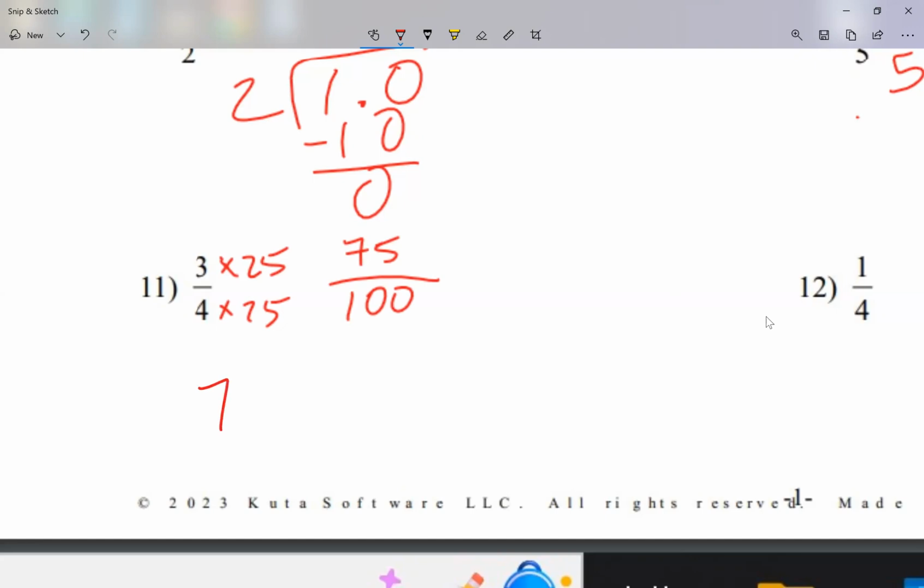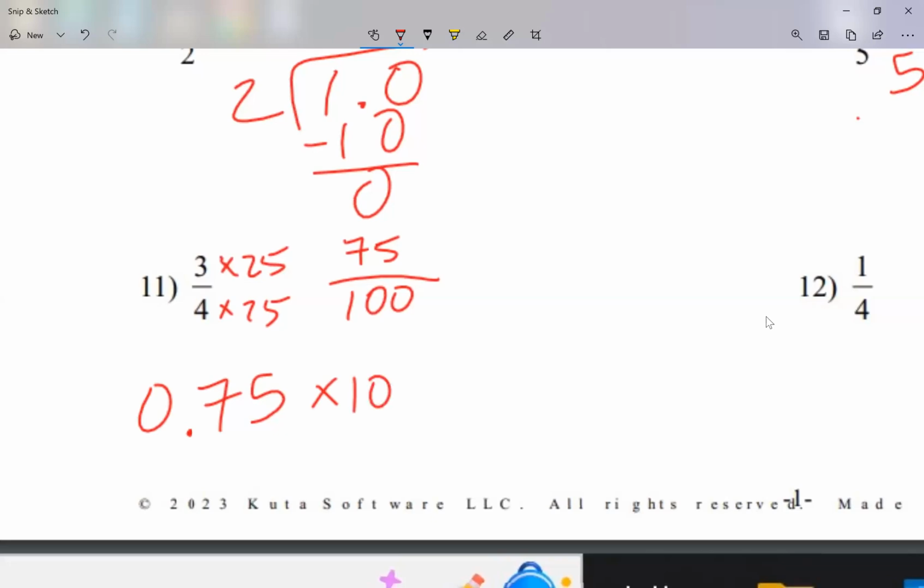So let me write this as a decimal first. I need to write my 75. I need to have 2 decimal places. So the decimal is 0.75. Now let me multiply this by 100. Because like I said, first I convert it into a decimal. Then from decimal to percent, I multiply this by 100. Basically, move the decimal point 2 places to the right. So this is going to give me 75%.